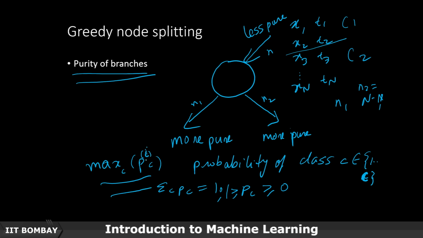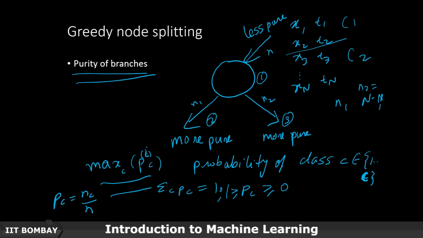So this is node 1, this could be 2, this could be 3. All the training points that are reaching that particular node or branch, we are looking at the probability of those. We don't know the probability, so we are going to model it as the number of points in class C divided by all the points that are coming to that node. It's an empirical estimation of that probability. So that could be one way of looking at purity.